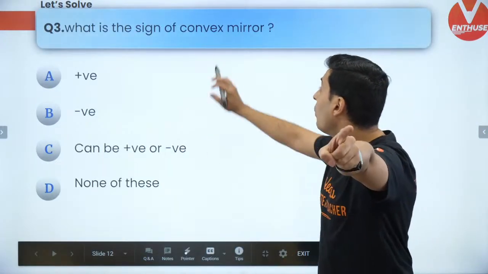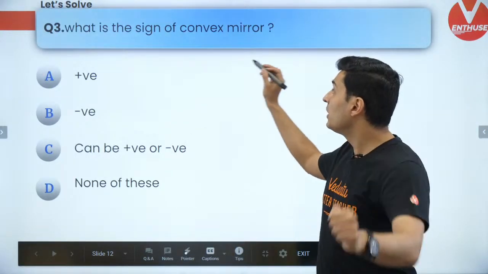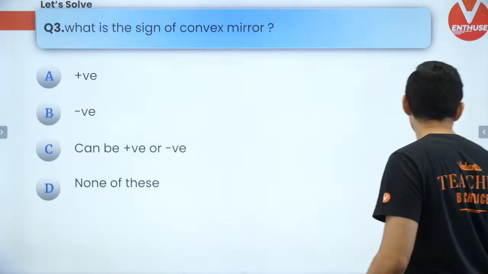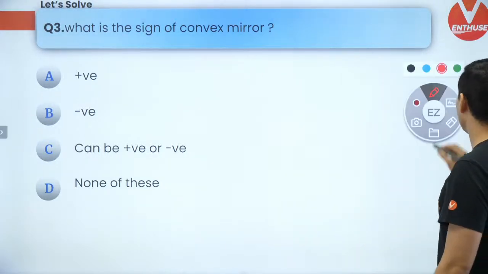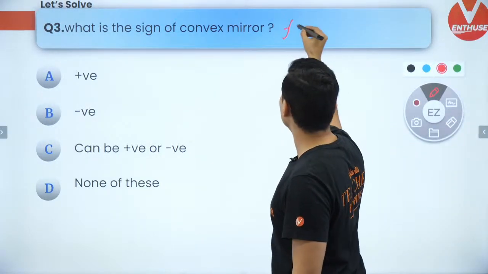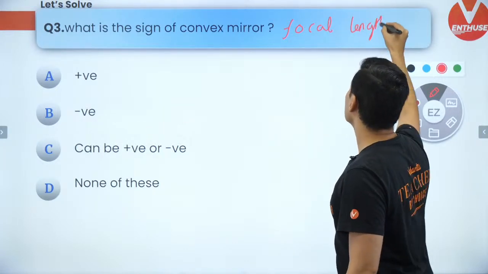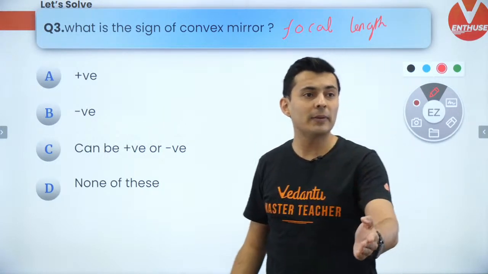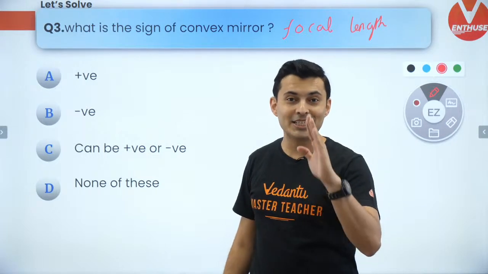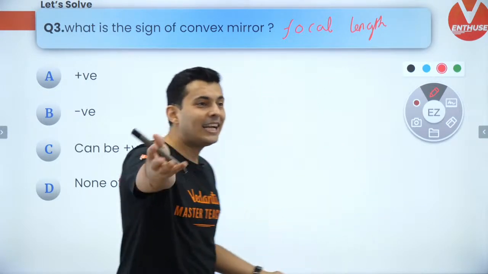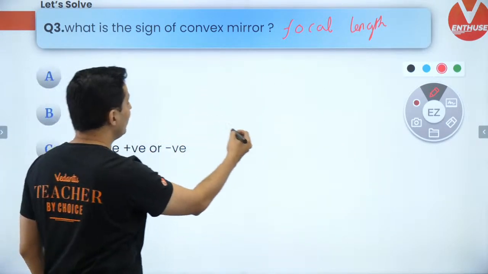Next, what is the sign of the focal length in a convex mirror? The question was on focal length. So guys, this was such a direct question. What did I tell you? There are going to be many easy questions, formula based, definition based. Yes, very good. So this is a convex mirror.